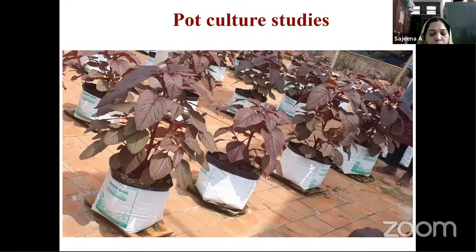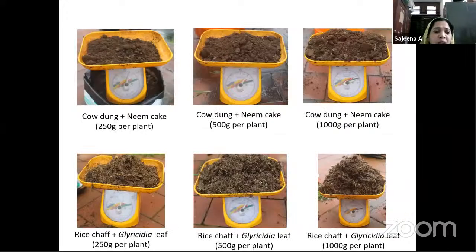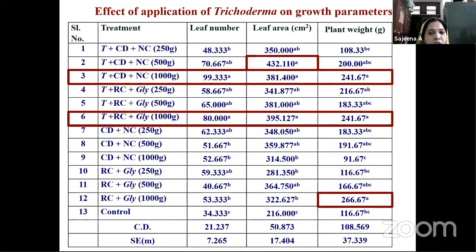And a pot culture study was conducted in amaranth variety Arun for standardizing the quantity and time of application. This is the layout, and the best treatment was rice chaff plus Gliricidia leaf mixture. 250, 500 and 1000 grams of the multiplied media was applied, and as standard control, cow dung plus neem cake was used.